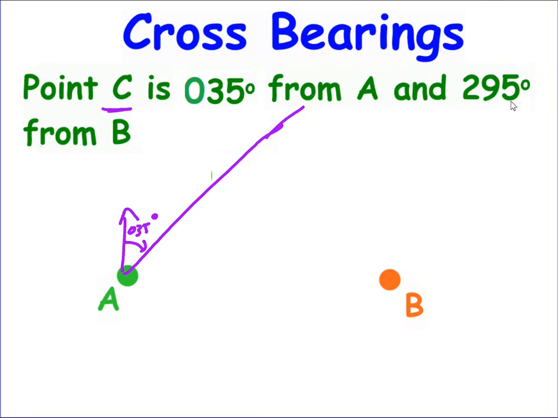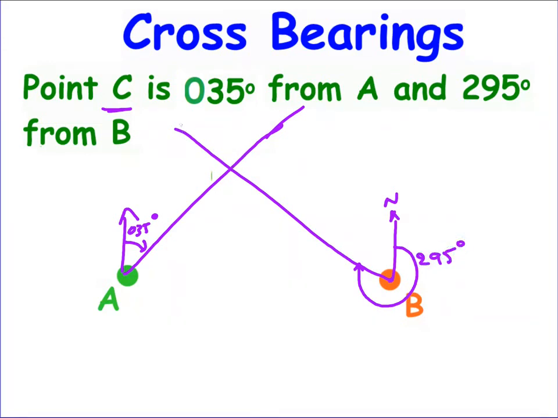Then for 295 degrees from B, so from B you need to draw your north reference. You need to go clockwise round to 295 degrees and then draw from B a straight line to infinity on a bearing of 295 degrees. And where the 2 lines cross, quite literally cross, then that's point C.